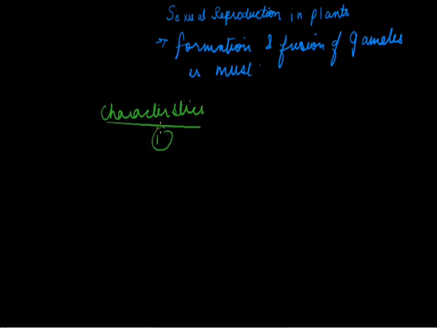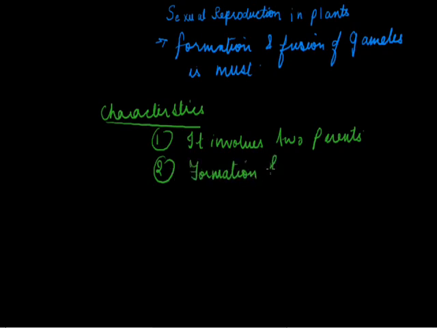The first one is it involves two parents. One is male and another is female. The second characteristic is there is formation and fusion of gametes. And in this type of reproduction, mitosis and meiosis, both types of divisions are found.